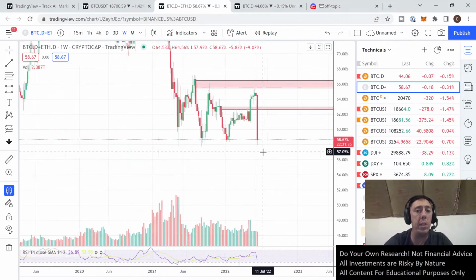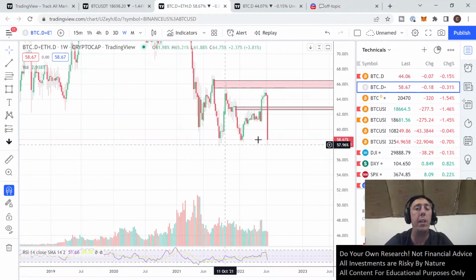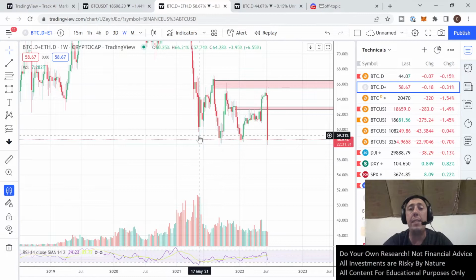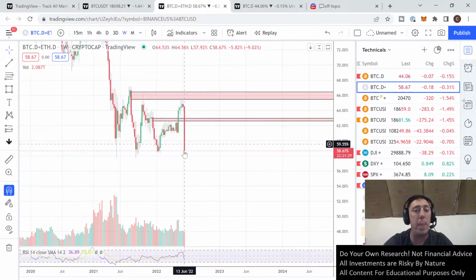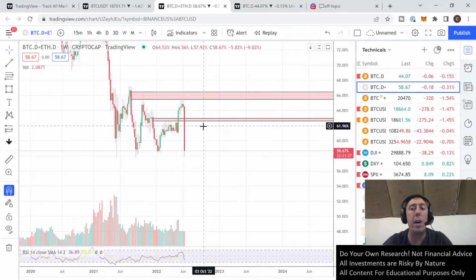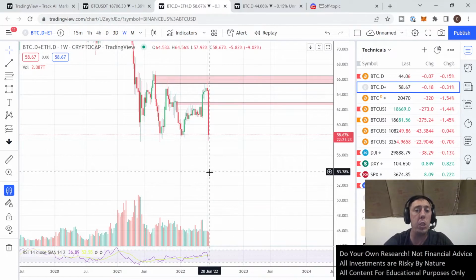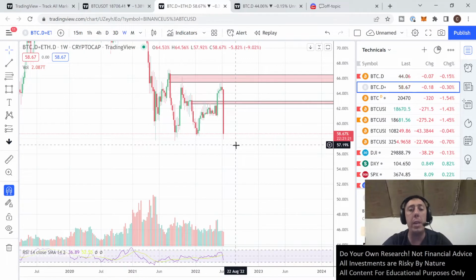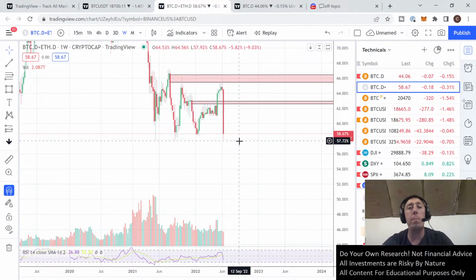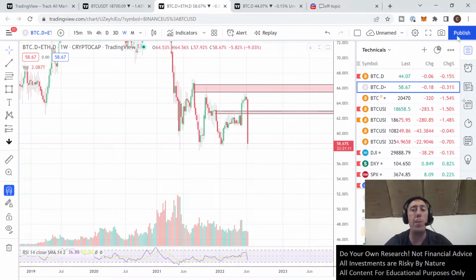So there's two ways of looking at this. This is still currently a support level. So maybe this is the area where we're going to get some major bounce on Bitcoin and Ethereum relative to the rest of the market, or it collapses through, in which case Bitcoin and Ethereum underperform the rest of the market while our smaller cap altcoins are able to outperform Bitcoin and Ethereum.